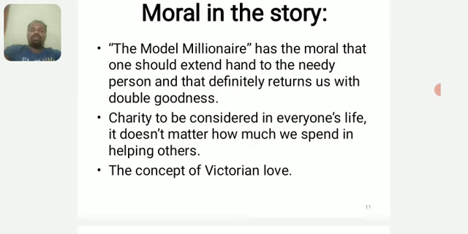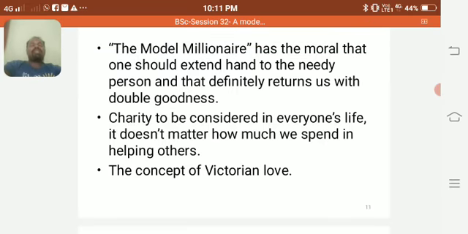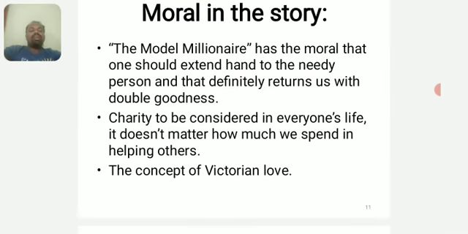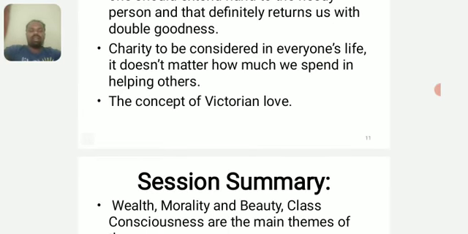And this is also another moral we can learn from this story, the concept of Victorian love. As I told you just now, wealth was the only criterion for men, not for the women. That is why Laura's father, Colonel Merton, put a condition to Huggy that he has to earn 10,000 pounds to marry his daughter. So this is the concept of Victorian love.